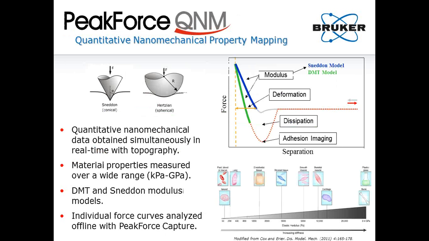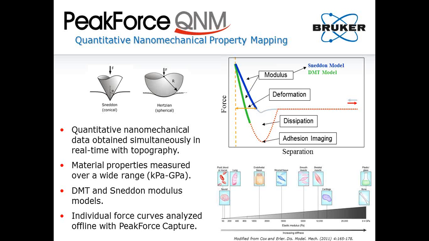PeakForce tapping technology has also enabled PeakForce QNM, or quantitative nanomechanical property mapping. Because we're essentially collecting force curves at every pixel of a PeakForce tapping image, like traditional AFM force curves, we can use these PeakForce generated curves to obtain quantitative nanomechanical property measurements across a sample surface. As a result, in addition to the topographical data, PeakForce QNM simultaneously provides separate and individual quantitative 2D maps of modulus, adhesion, dissipation, and deformation that directly correlate to the topography data channel.